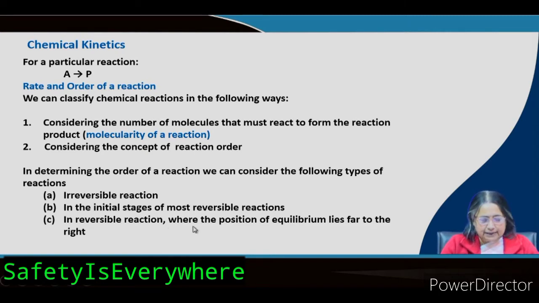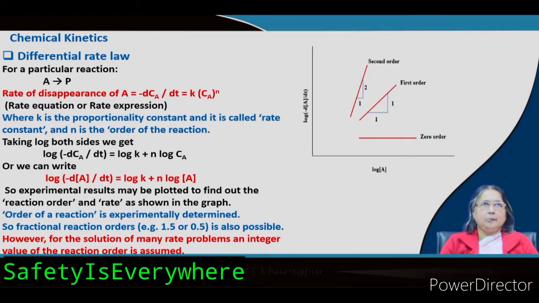Another case is a reversible reaction where the position of equilibrium lies far to the right. I gave this concept when I was discussing equilibrium. Far to the right means it is almost going to completion. In that case also we can determine the order of the reaction. Now, what is the order of the reaction that we must know?